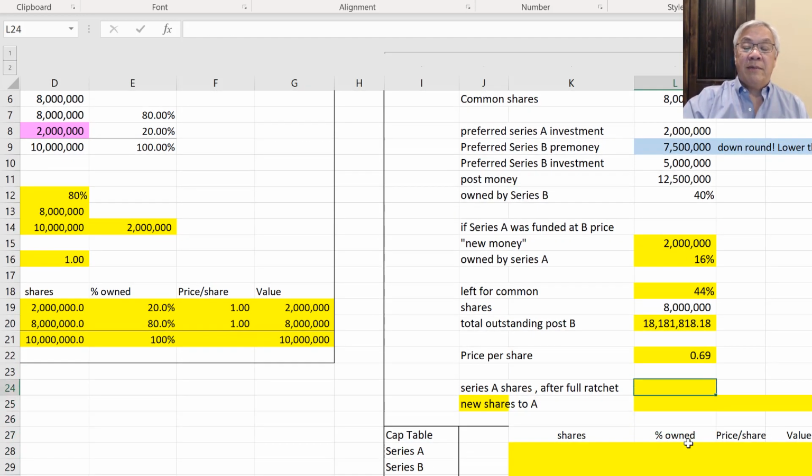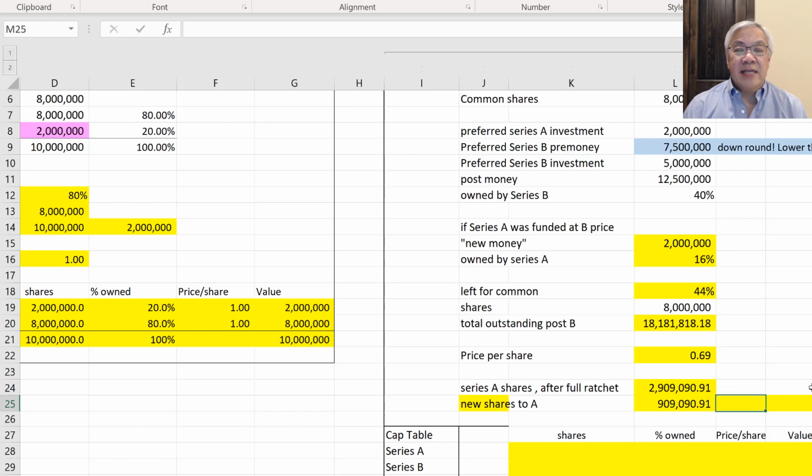Now, how many shares would A get? Well, if they put in $2 million and the price per share is 69 cents, they would receive 2,909,000. Now, if you glance back on the left, you see that for their original Series A, they only got 2 million shares. So this requires additional shares of 2,909,000 minus their original shares of 2 million, which means they get another 909,000 in additional shares.